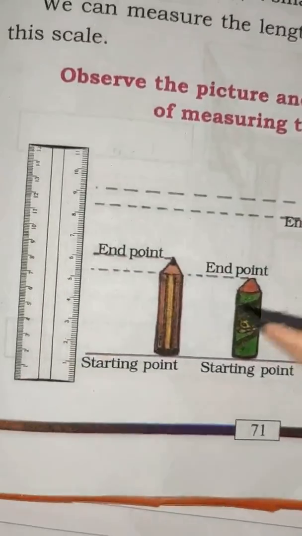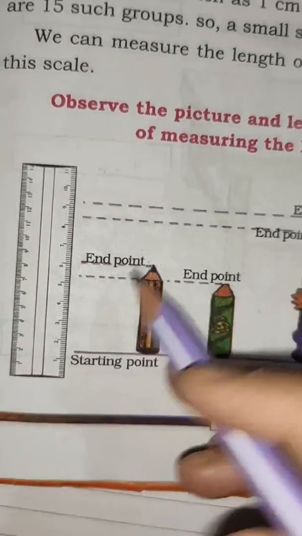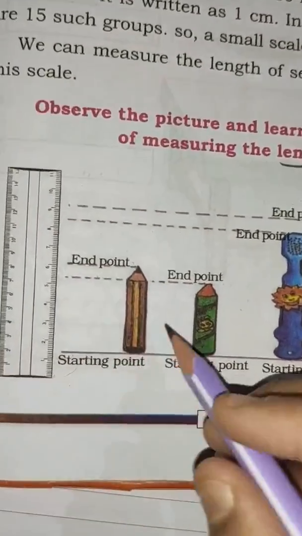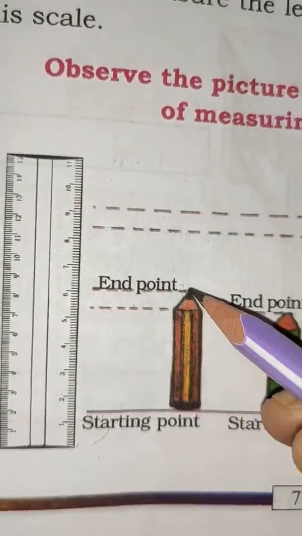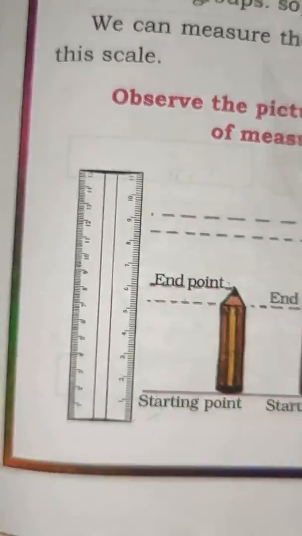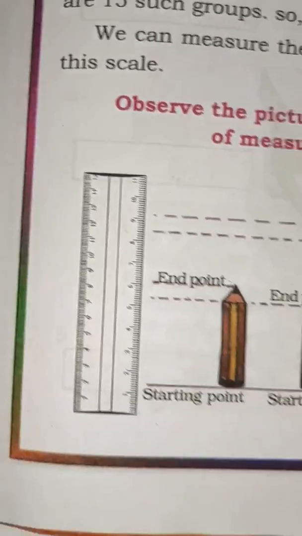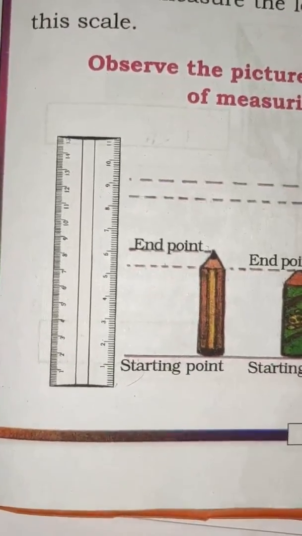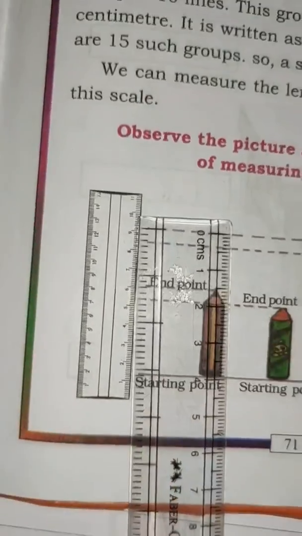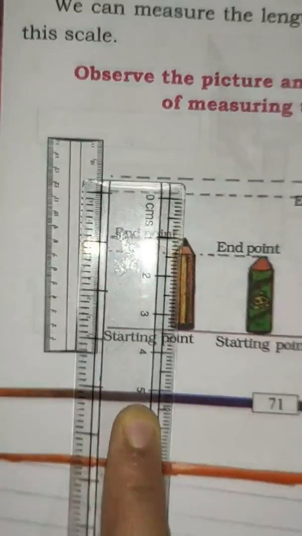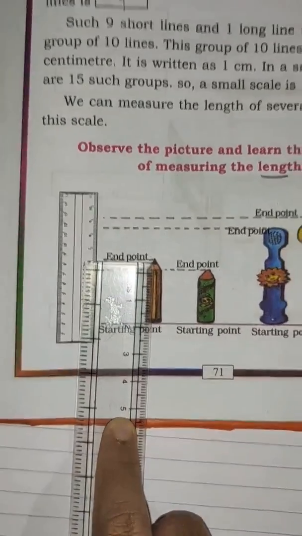So children, can you see here? This is a pencil. Here this is the starting point and this is the end point. From here to here we have to measure. So children, see here how to measure it. You have to start from the 0. Don't keep your scale like this. Don't start it from the 1. You have to always start it from the 0.